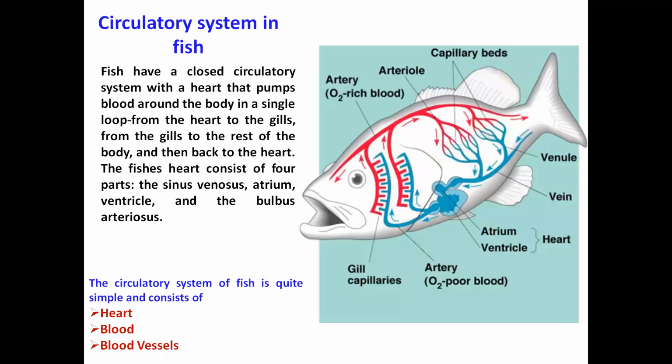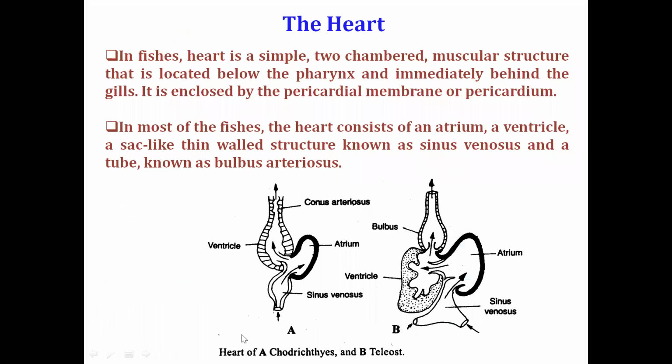Now, the circulatory system in fishes is quite simple and very primitive. It basically consists of three organ systems: one is the heart, then blood, and blood vessels. So we will see them one by one. First we will talk about the heart.